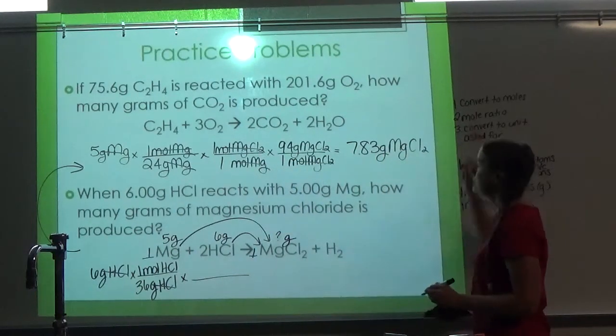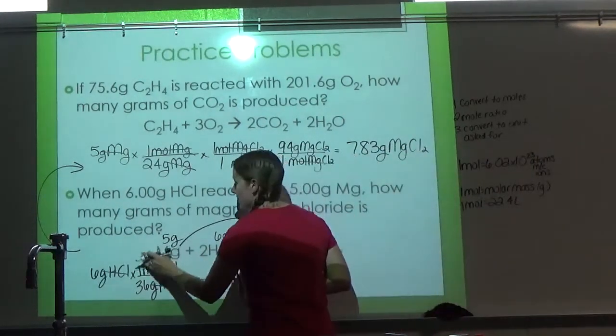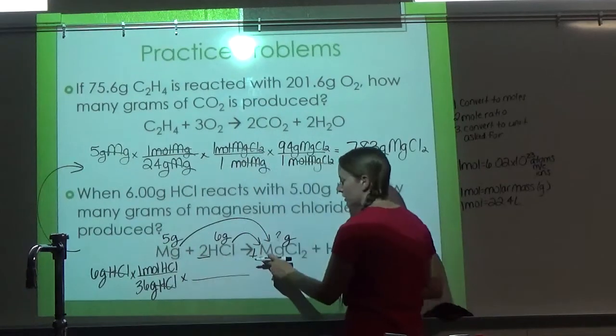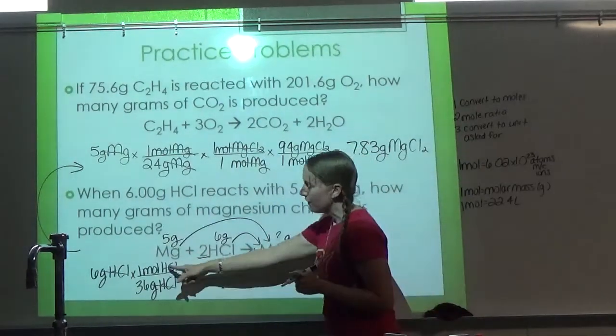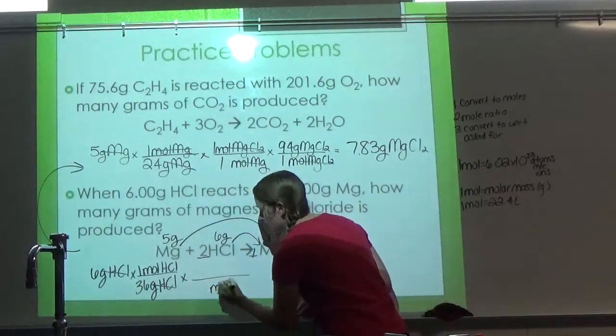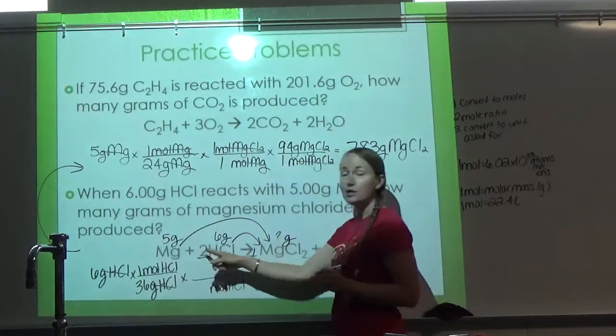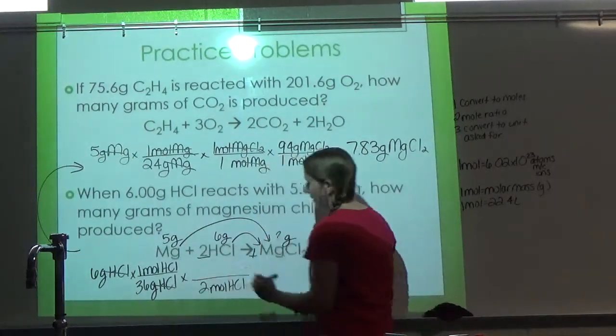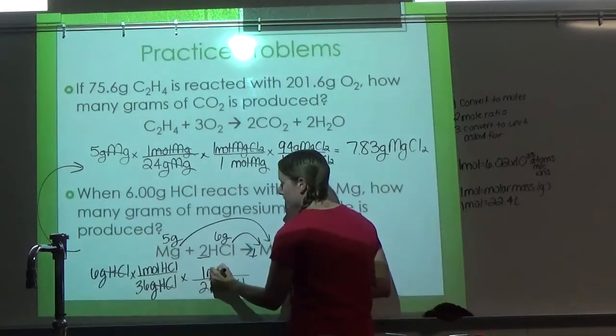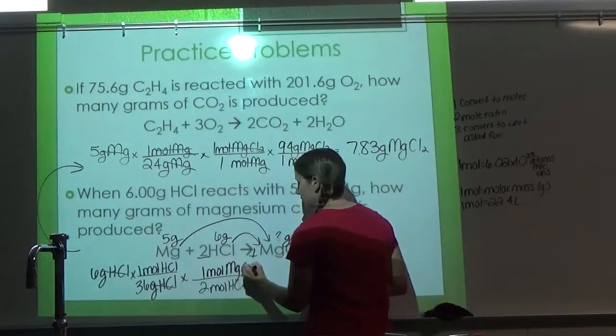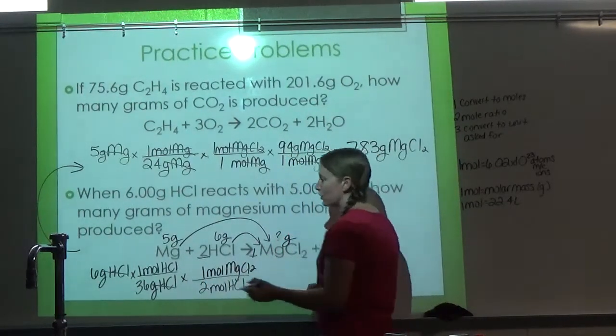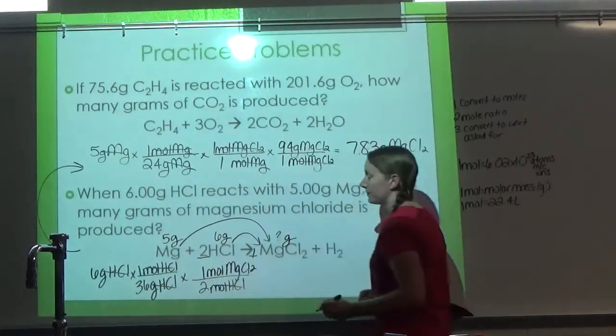So step 2 is mole ratio. In this case, 2 moles of HCl equal 1 mole of my product. So I follow my golden rule and put moles of HCl on bottom. I put 2 because that's the coefficient, and that equals 1 mole of my product, 1 mole MgCl2, because that is the coefficient for that.